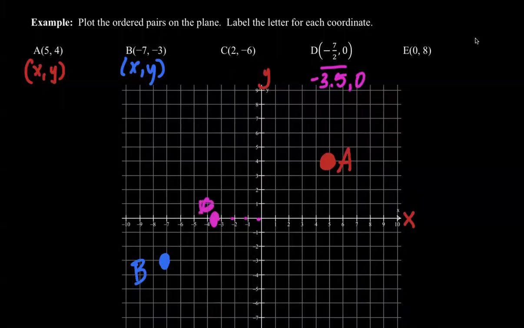It's point D. And then the last one, 0, 8. Start at the origin. 0 means don't go anywhere left and right, but go 8 up, and that would end up here on the y-axis.